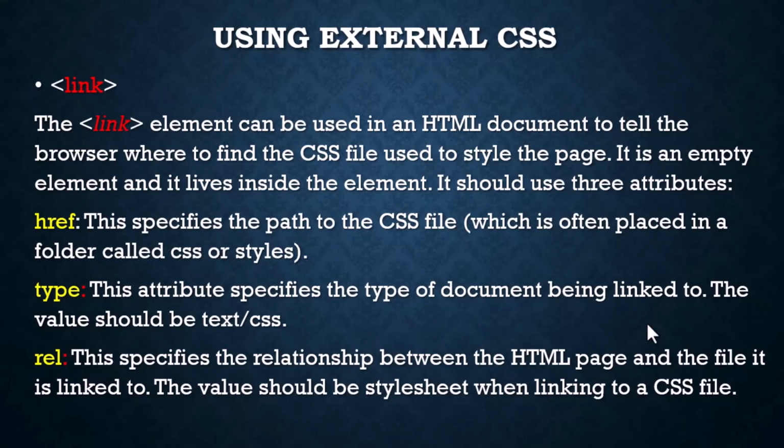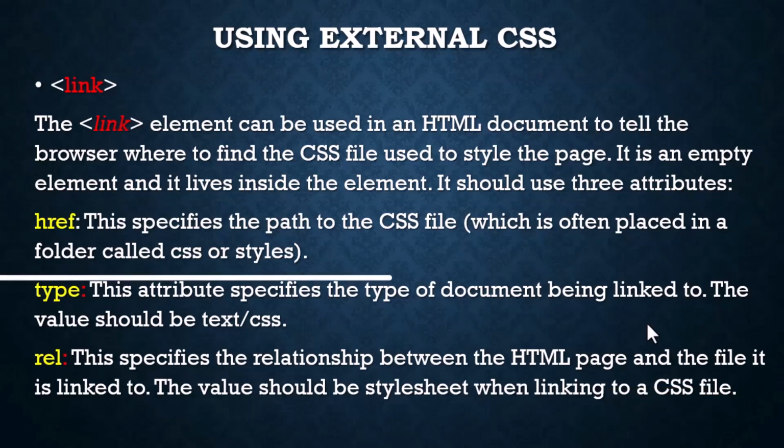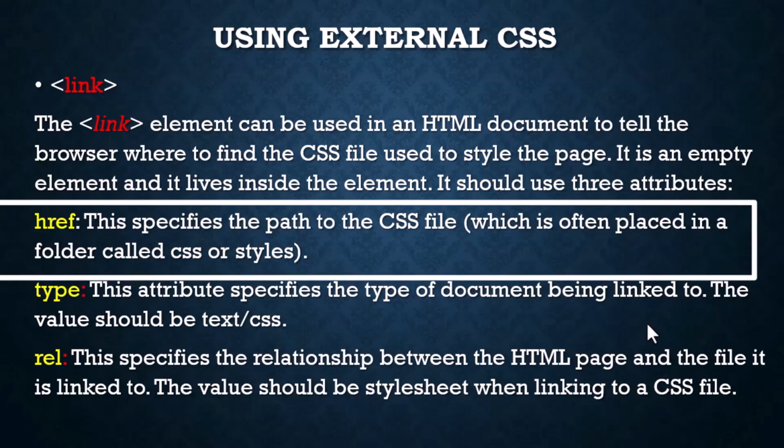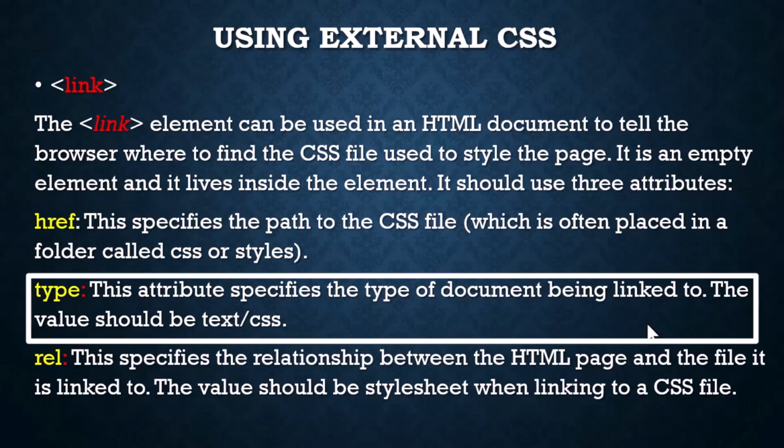Now, using external CSS, you need link. So the link element can be used in an HTML document to tell the browser where to find it. We use a lot of links in our HTML, so we should understand links by now. Every link should contain 3 attributes: an href, which is hypertext reference, which specifies the folder or the place to find the particular CSS file. It also contains another attribute called type. The type also specifies the type of document linked to.